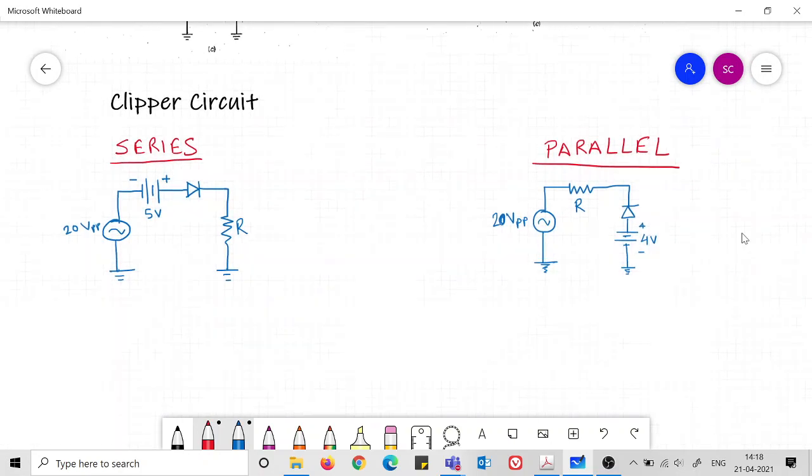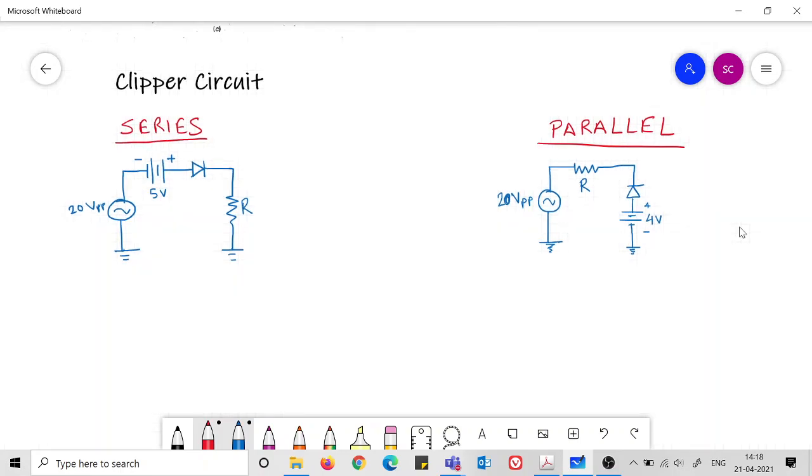Now after we completed this, we have another very typical circuit, which is the clipper circuit. In clipper circuits there are two very distinguished types: one is the series and another is the parallel. Configuration wise it is very easy to remember. What is happening in the series circuit is that the diode is just after the voltage source.